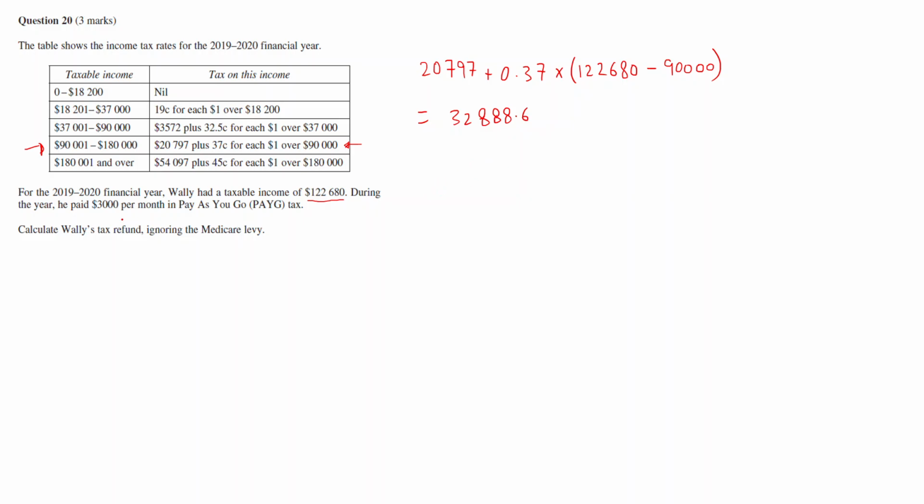But Wally has paid 3,000 every month in the year. So in total, Wally has paid 36,000 in the year. So Wally has overpaid compared to what he's supposed to pay. So he will get a refund of 36,000 minus 32,888.6. So he will get a refund of 3111.4. That's the answer.